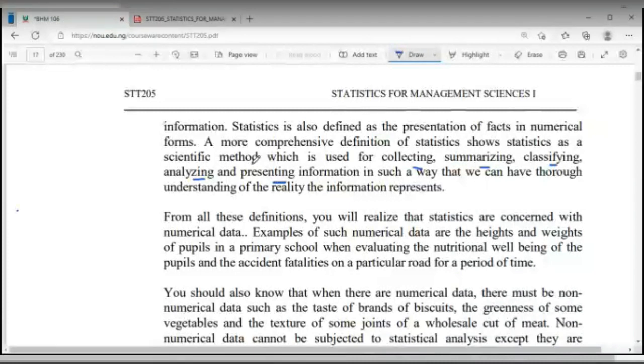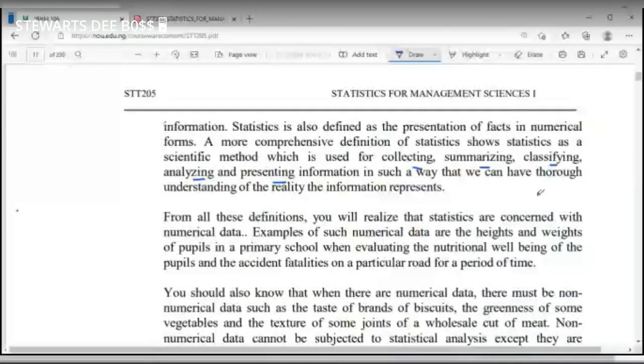It's used for summarizing. That is another one. To collect, to summarize, classifying, then analyzing, presenting information in such a way that we can have a thorough understanding of the reality of the information presented. That's all that we have been saying before.